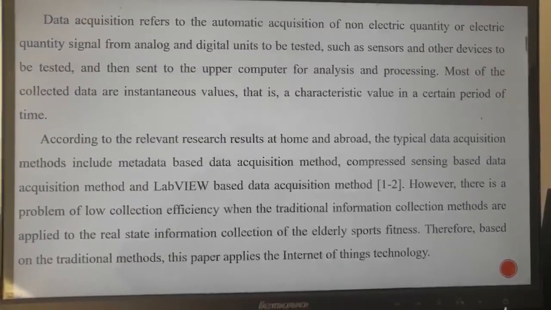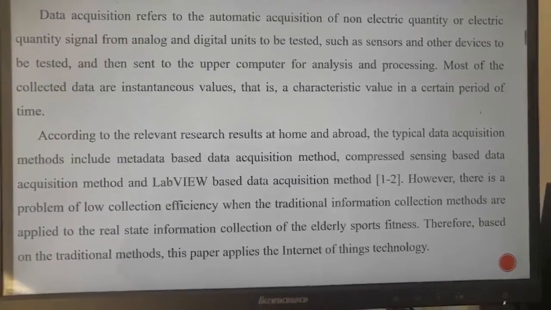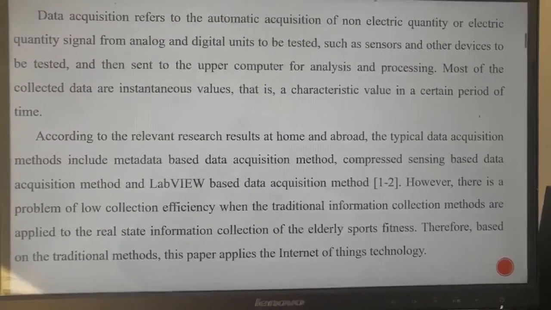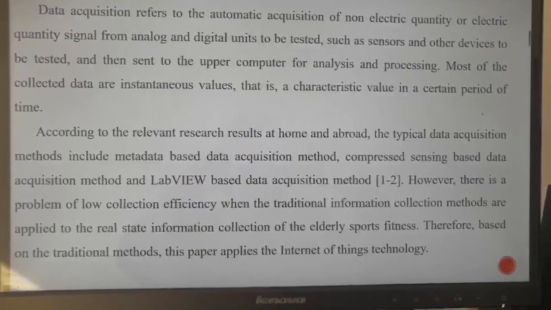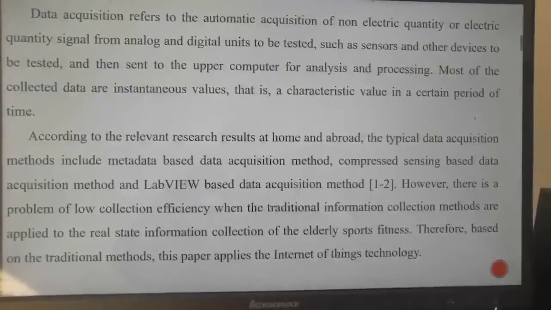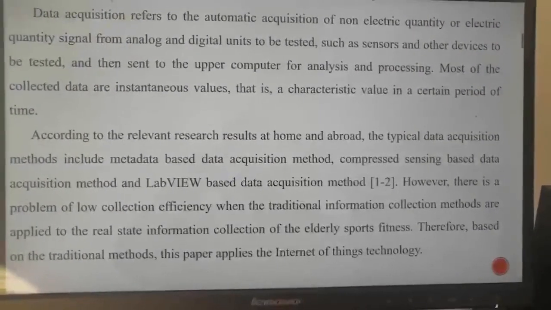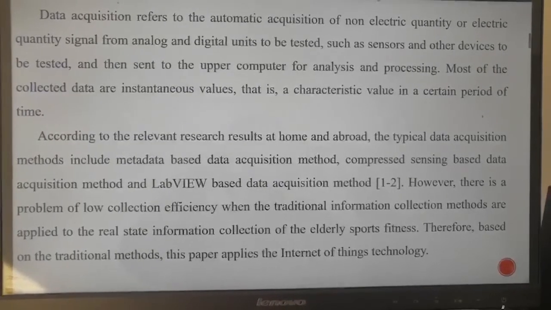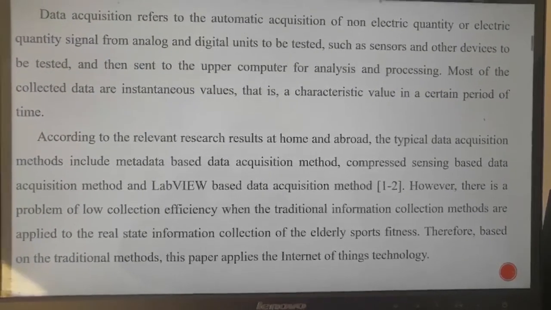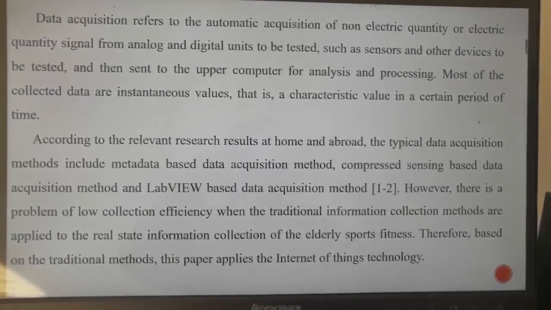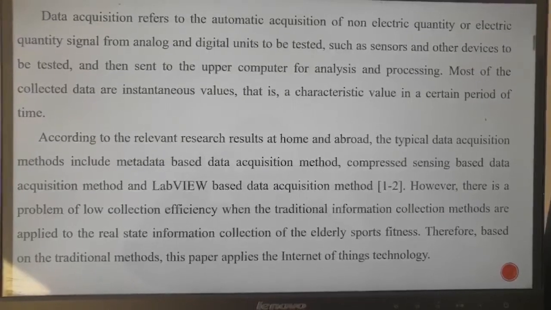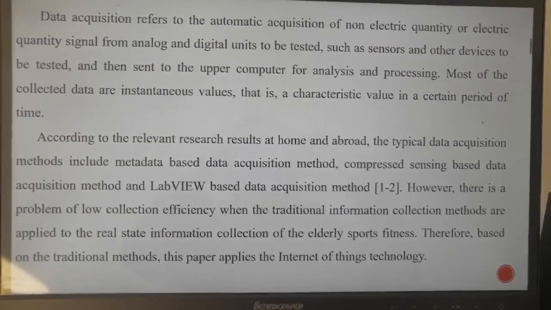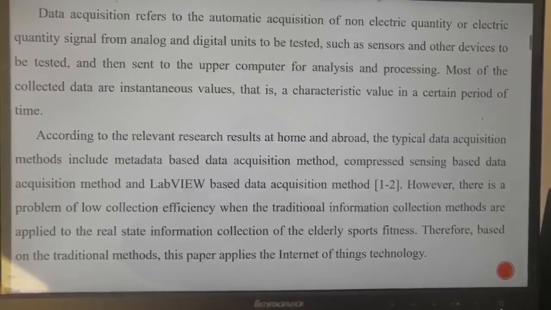According to the relevant research results at home and abroad, the typical data acquisition methods include metadata based data acquisition method, compressed sensing based data acquisition method, and Lambert view based data acquisition method. However, there is a problem of low collection efficiency when the traditional information collection methods are applied to the real estate information collection of the elderly sports fitness. Therefore, based on the traditional methods, this paper applies the Internet of Things technology.